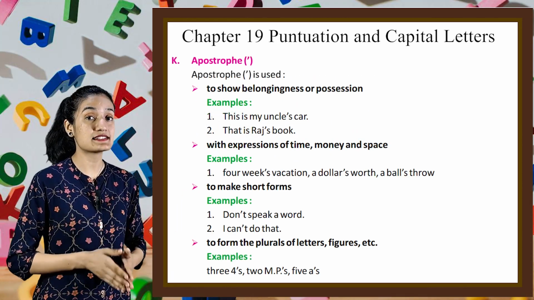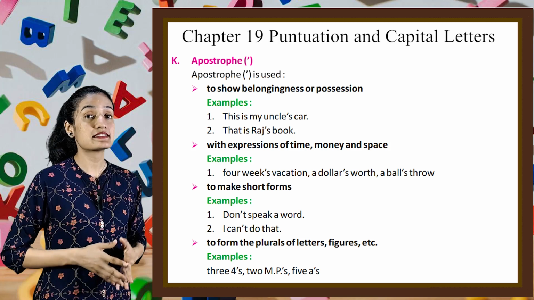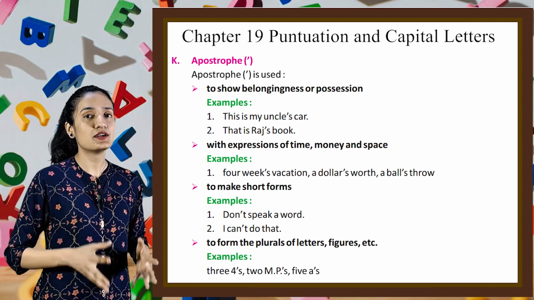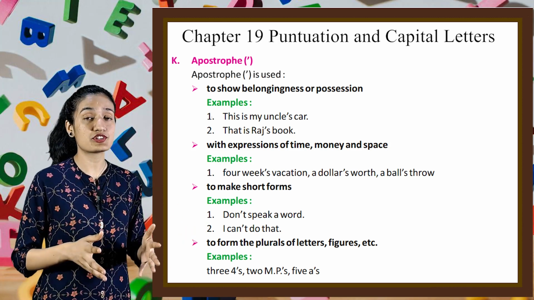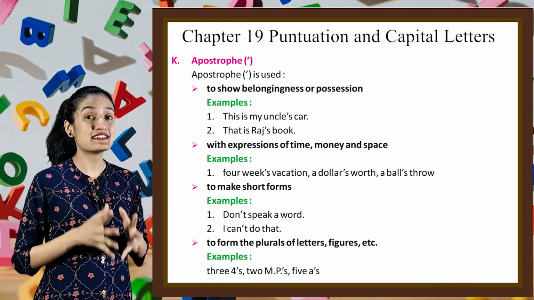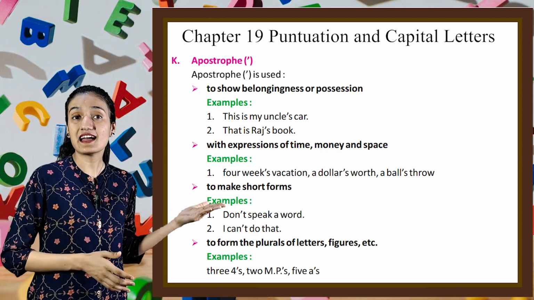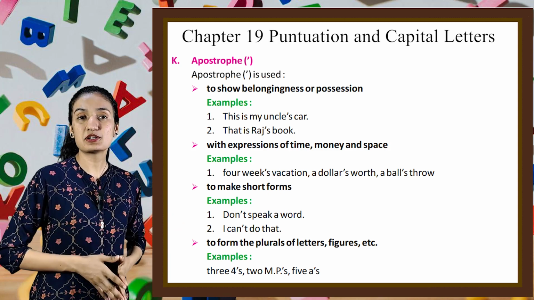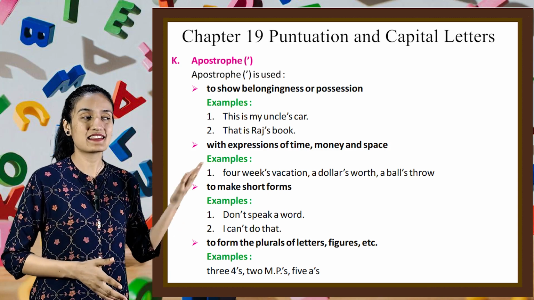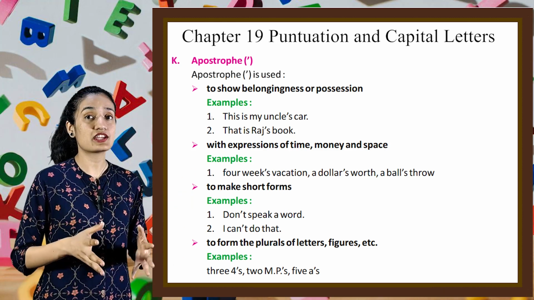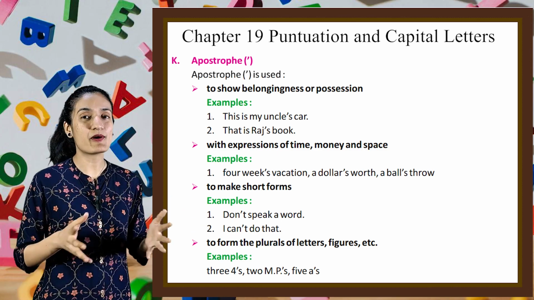Now next is the apostrophe. Students, the apostrophe is used to show belongingness or possession. Examples: this is my uncle's car. That is Raj's book. With expression of time, money and space. Examples: 4 weeks' vacation, $1's worth, a ball's throw.